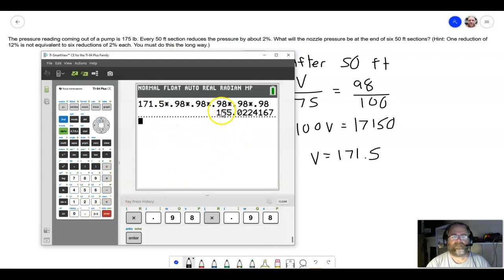And this means that after it goes through all 6 sections, our water pressure is going to be 155.02 rounded to 2 decimal places, and that'll be pounds.